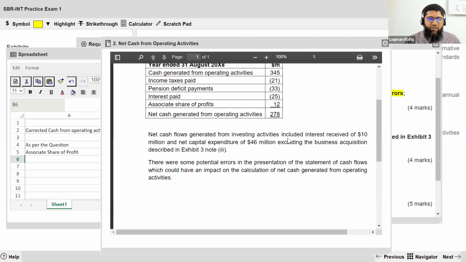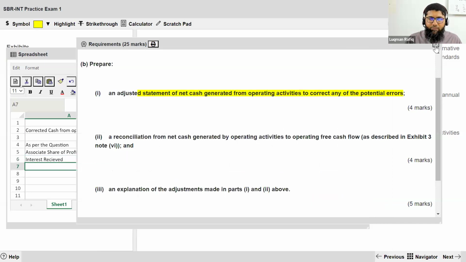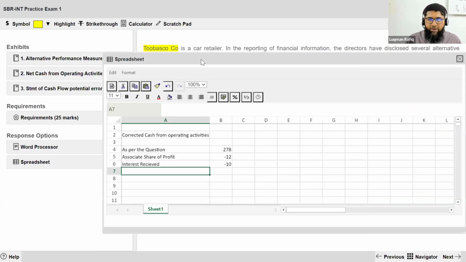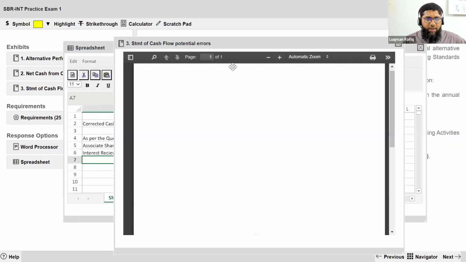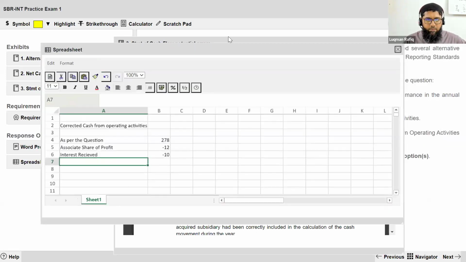But here it says net cash from investing activities includes interest received of 10 million. Interest received of 10 million needs to be deducted, and net capital expenditure of 46 million as described in Exhibit 3. Okay, let's just see what is there in Exhibit 3. Exhibit 3 talks about the different problems.